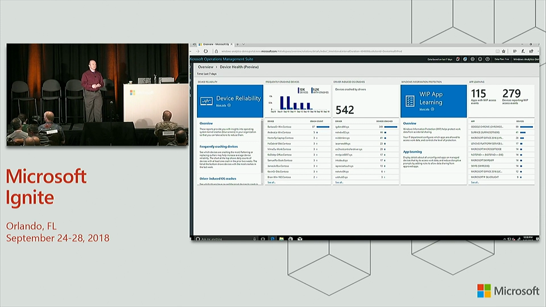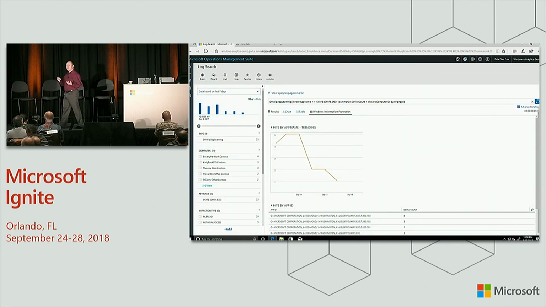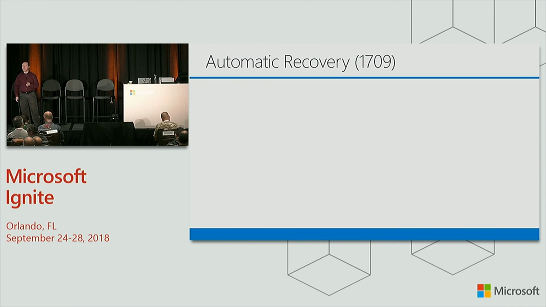You go into the device health section of your OMS or Azure Log Analytics, and you see that there's a blade here for WIP app learning. If you drill into that, you can find the information that you need to copy into your Intune app list, and away you go. And over time, you'll be able to see that the reports of those not being in your policy will go down, and you'll be able to turn it on. Still more.